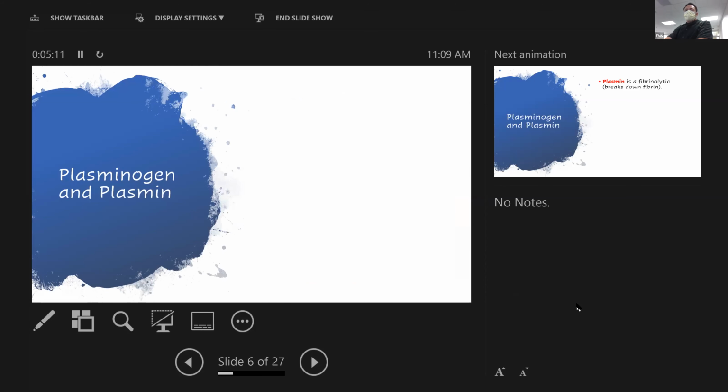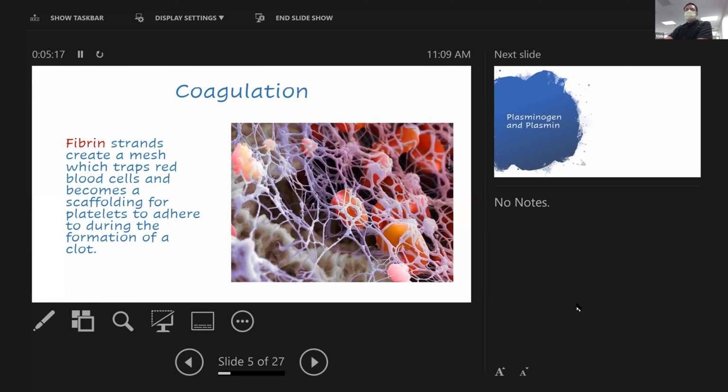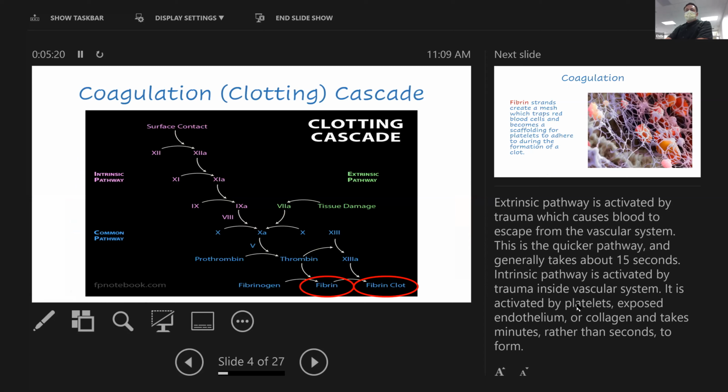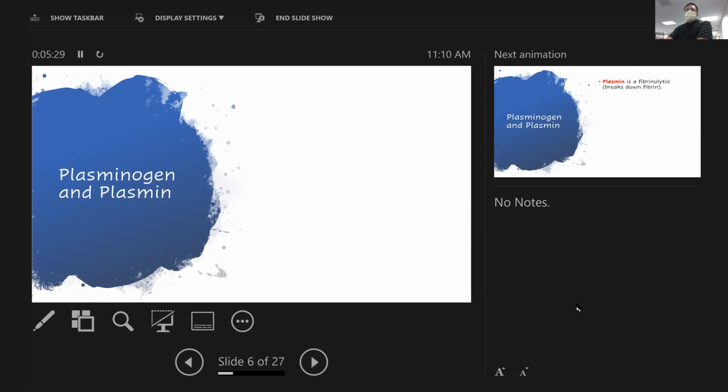A little bit about two of the factors that we noticed in the clotting cascade, which are plasminogen and plasmin. I'm going to just go back and again highlight the clotting cascade here with the end product being fibrin and formation of a fibrin clot. Plasminogen and plasmin are important in breaking down fibrin. So plasmin is what's known as a fibrinolytic. It breaks down fibrin. Remember, fibrin's important in forming that meshwork. And so if we're starting to break down that meshwork, that can potentially increase bleeding and inhibit the body's ability to form blood clots.